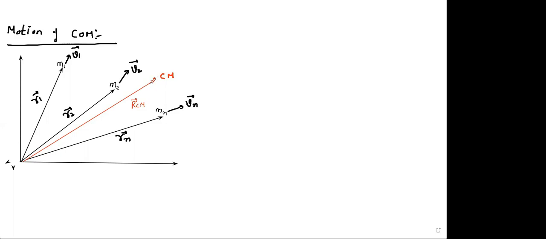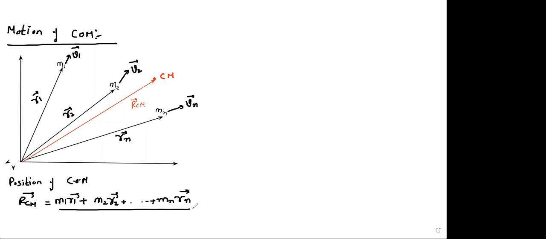So up to last class, we did how to calculate the position of center of mass. The last expression that we did is position of center of mass, RCM, can be calculated in this way: m1r1 plus m2r2 plus mnrn, divided by the total mass of the system. This is the position of center of mass. It's the first equation.